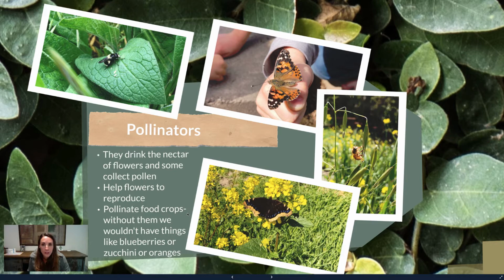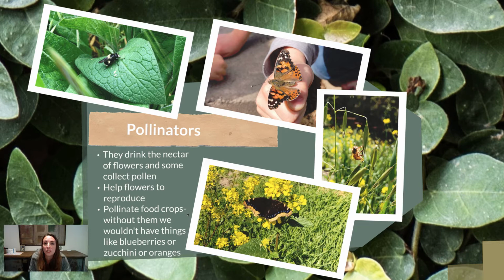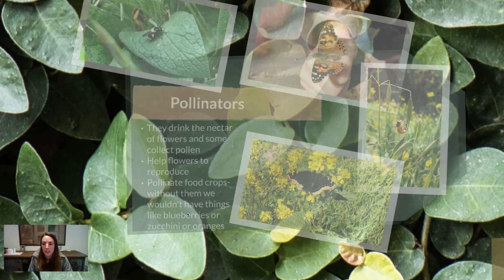So the importance of this is when pollination occurs, that's when the fruit forms, because that's when the seed is made. So without them, we wouldn't have things like blueberries, zucchinis, oranges, pretty much any of the fruit you see. Cherries, plums, peaches, all of those things have to be pollinated by pollinators in order to actually form fruit that we eat. So they're pretty important to keep in our ecosystem. So when you see them, don't squash them. They're good for the ecosystem. We want to keep them around. And I'll give you guys some ideas on how to actually attract them to your yard.